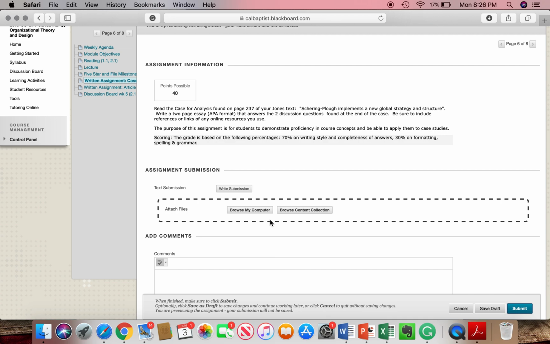Be sure to include references or links of any online resources you use. You will see a breakdown of the assignment in the rubric: 70% on your writing style, and 30% on your formatting, spelling, and grammar. There are 40 points available for this, and the due date is going to be, like all of our assignments, 11:59 Sunday evening of week 5.